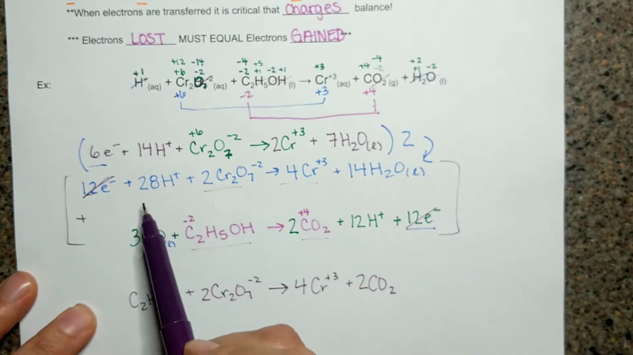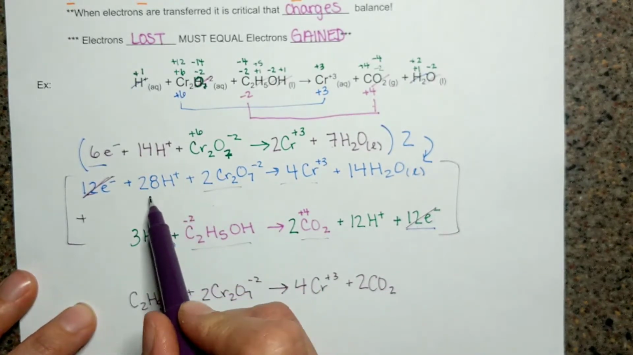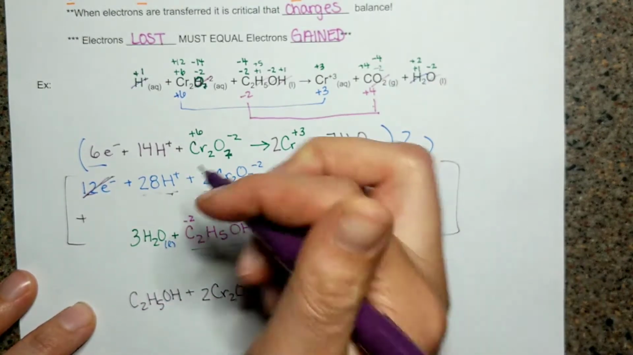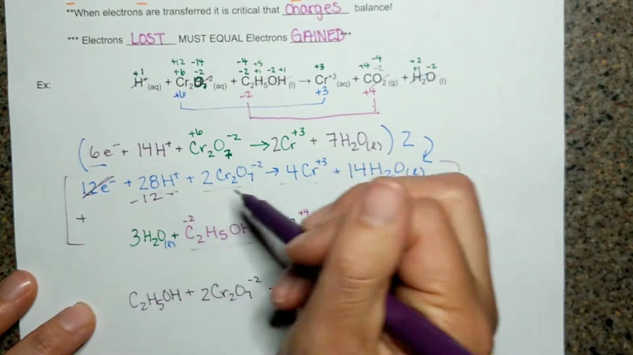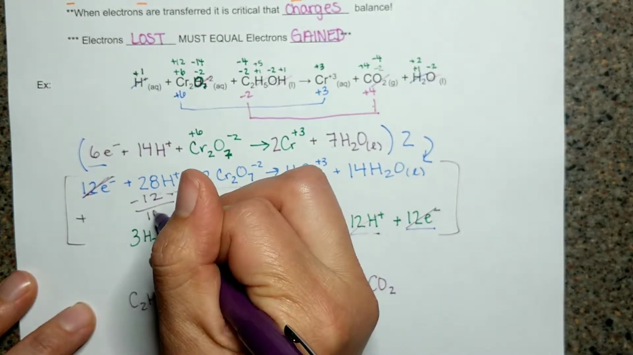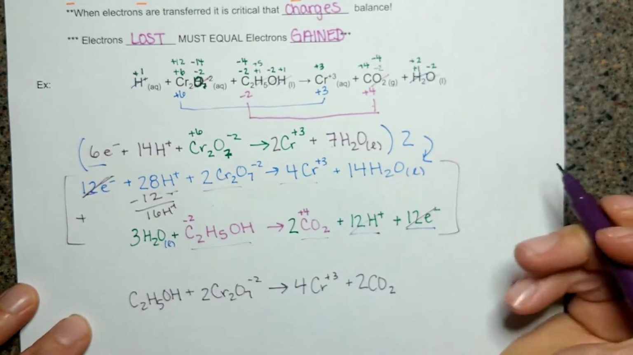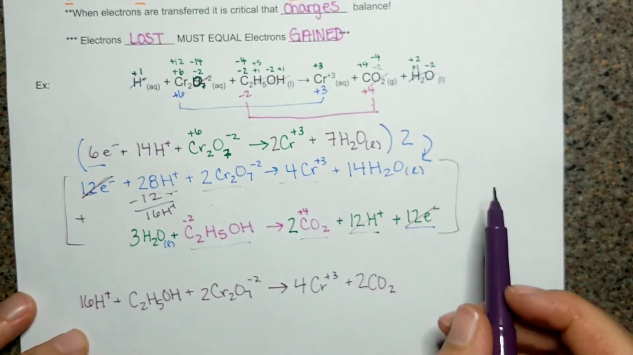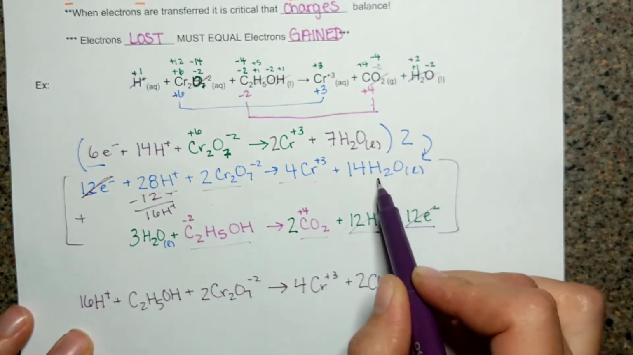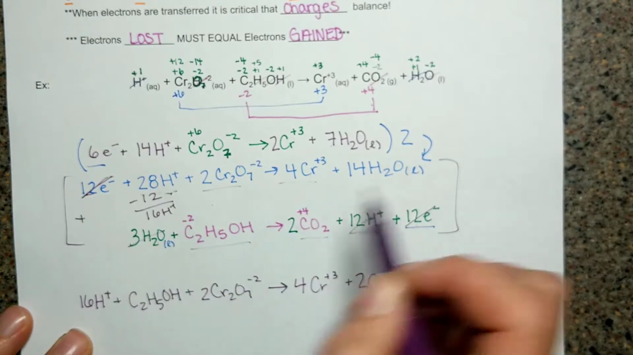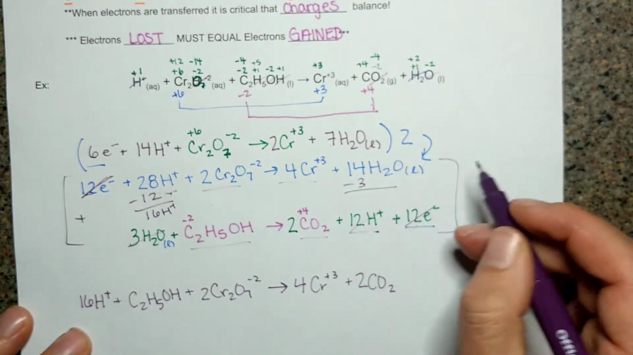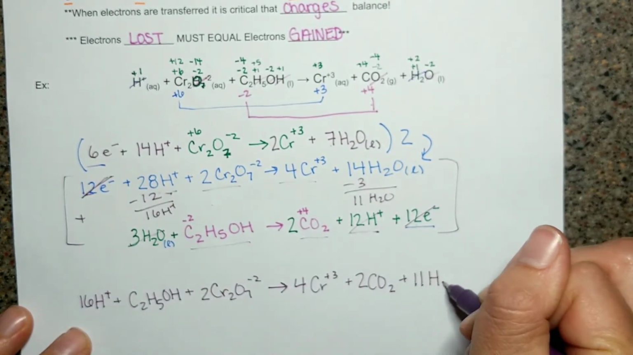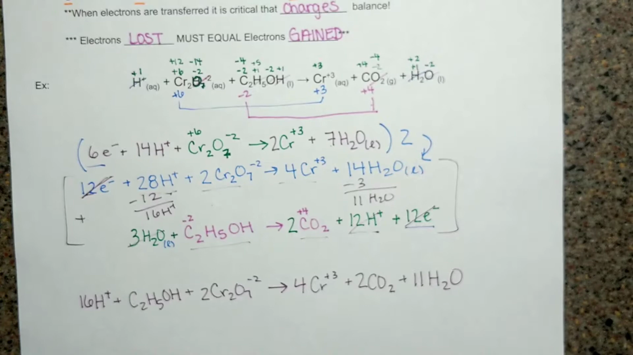Then I'm going to look at my hydrogens. I have 28 hydrogens on the left, 12 on the right. So my 12 are going to cancel out with the 12 here, and that leaves me with 16 hydrogens on the left. And then my waters, I have 3 waters on the left, 14 on the right. So these 3 are going to subtract from here. When they cancel out, it's going to leave me with 11 waters. So I'm going to have 11 water molecules on the right.